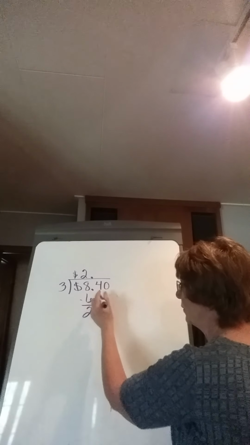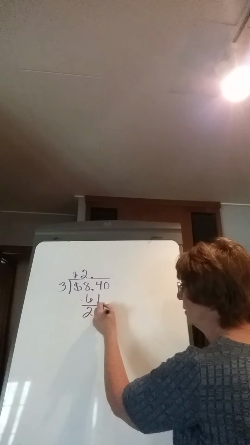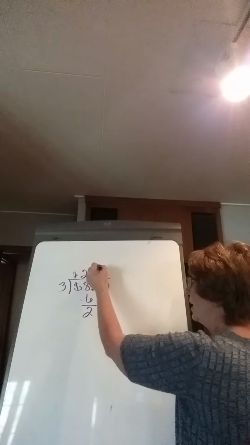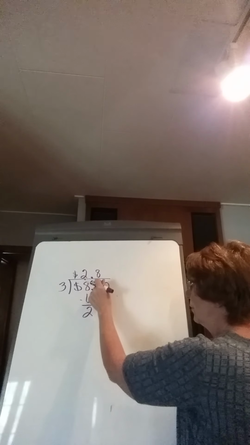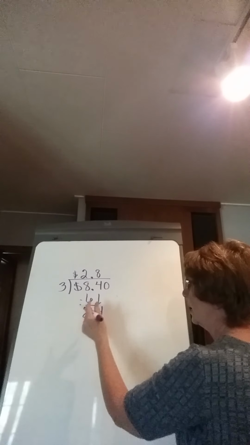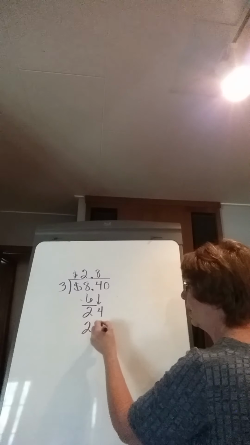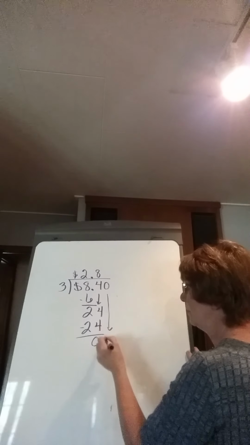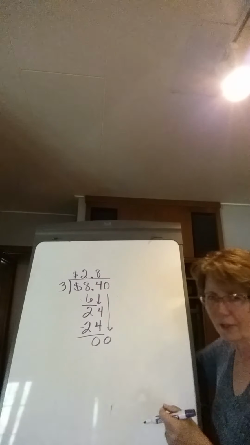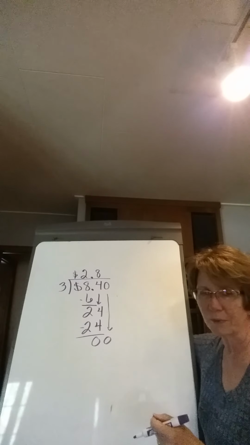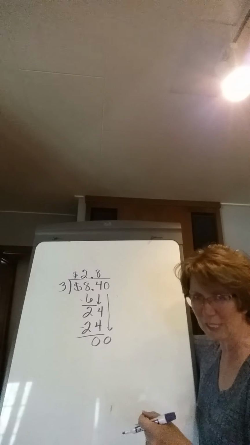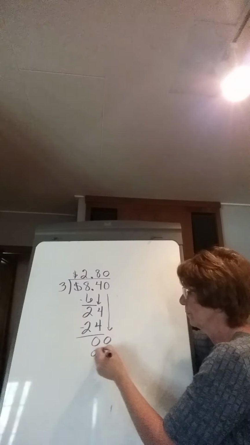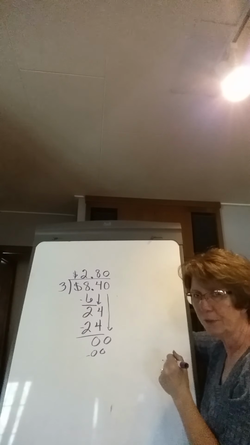Bring down your 4. 3 goes into 24 8 times, and you put the 8 above that 4 that we brought down. 8 times 3 is 24. Whoa, look at that. It goes into a 0. What happens when you bring the 0 down? You have 0 divided by 3. Okay, it's 0. 0 times 3 is 0. So you're good. It went into it evenly.